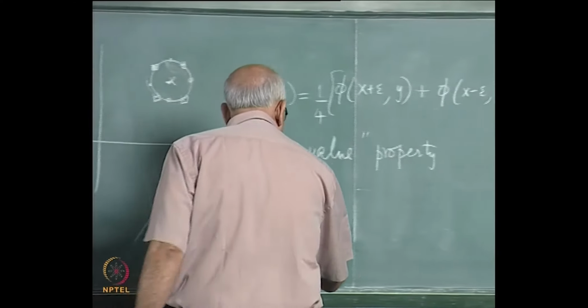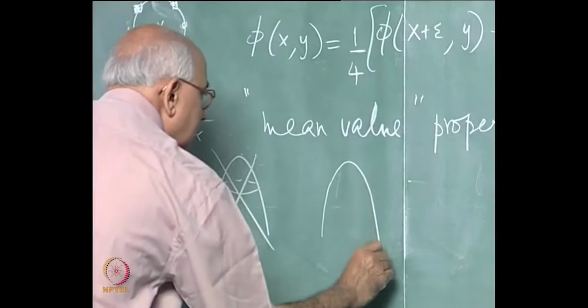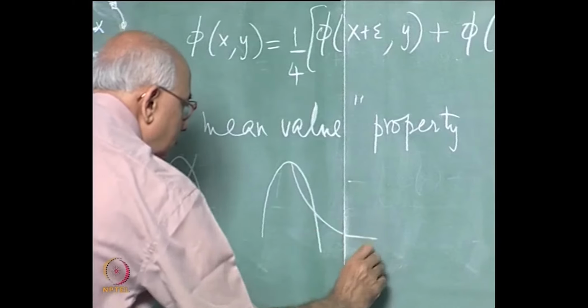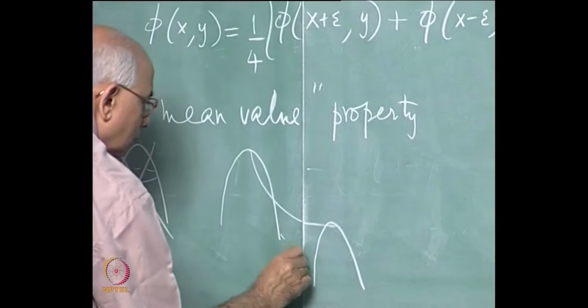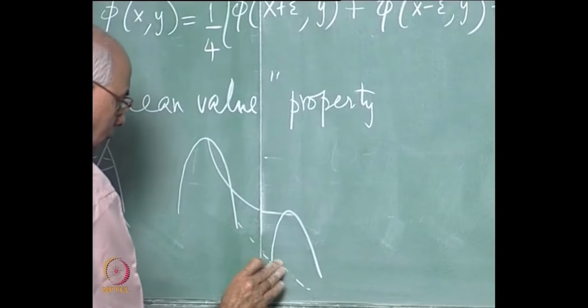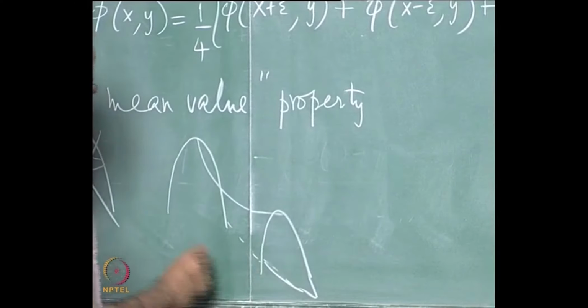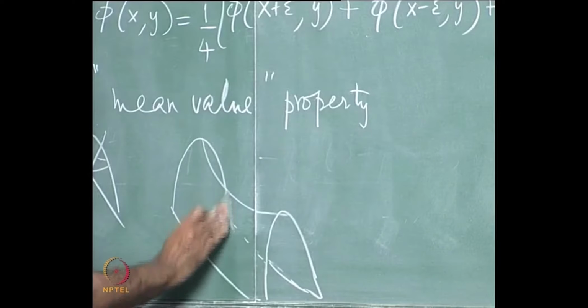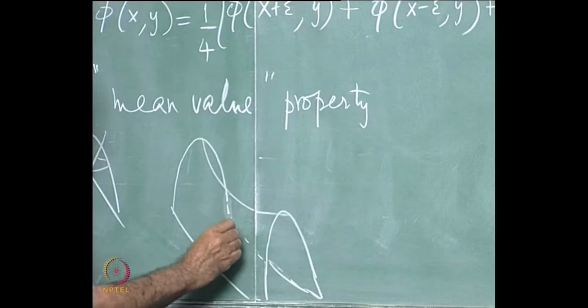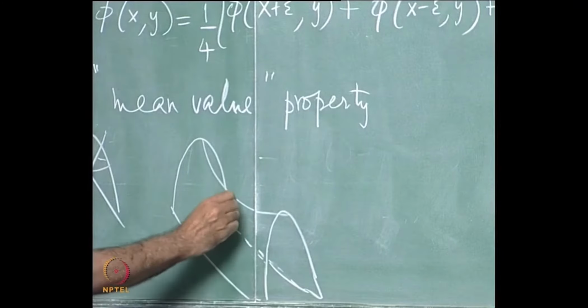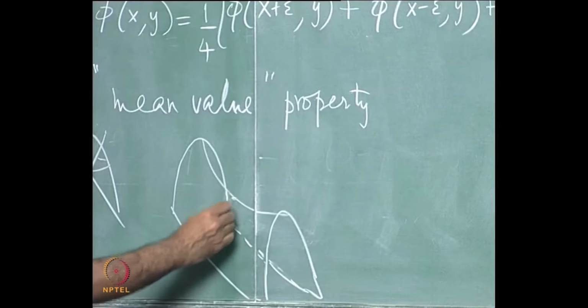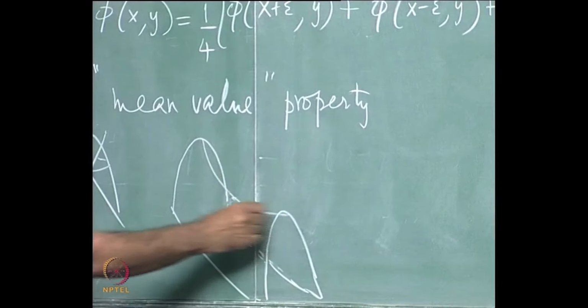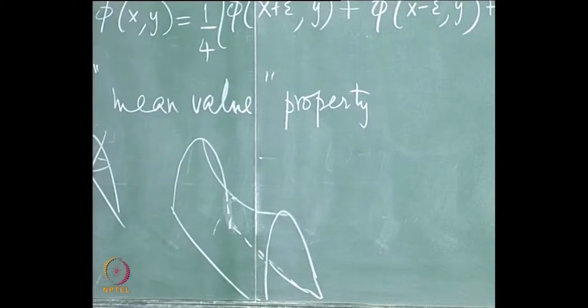So it is possible to have something which looks like this, joins up there. So it is possible to have a shape like this. At this point you have a local maximum in this direction but a minimum in the other direction, and you can have a saddle point. Such points are permitted.